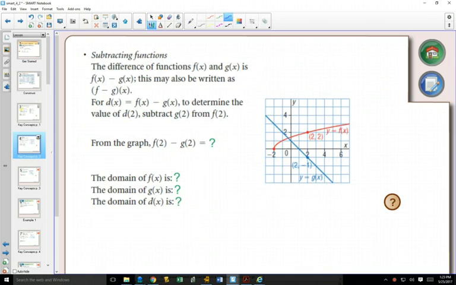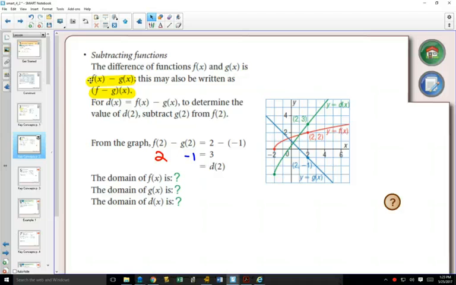Some more notation stuff. Subtracting. So again, this is the nice notation, but you also have to be prepared for seeing this notation as well. Again, all you're doing is subtracting the y values. So we know that f of 2, when x is 2, y is 2. When x is 2 on the blue graph, y is -1. 2 minus a -1 will be 3. And again, you're just dealing with the y values.